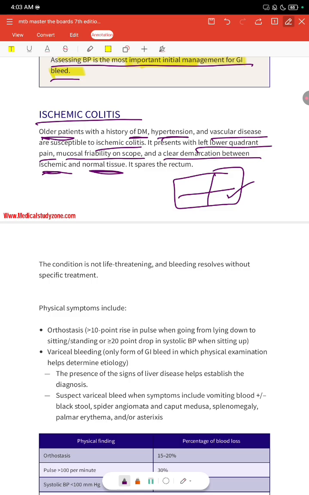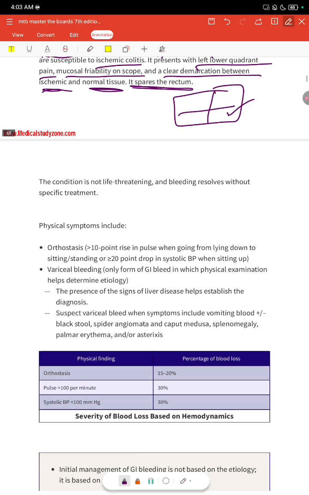It is often the complaint in older patients who have a history of diabetes mellitus, hypertension, vascular disease; they are the ones who are susceptible to ischemic colitis. But the main thing is that it spares the rectum. It does not involve the rectum. The condition is not life-threatening and bleeding resolves without specific treatment.